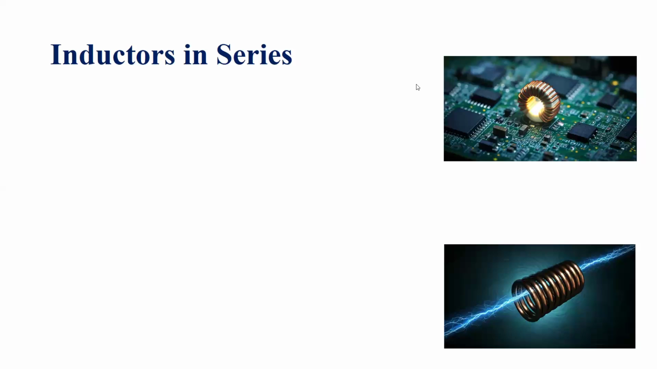And this time we will talk about the concept of inductors in series. So to begin with, we see that there are these two inductors named L1 and L2. They are connected in series. If we want to calculate the net inductance of this, we would say L equivalent would be the sum of these two inductances. L equivalent will be equal to L1 plus L2.